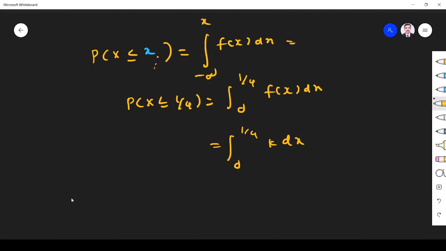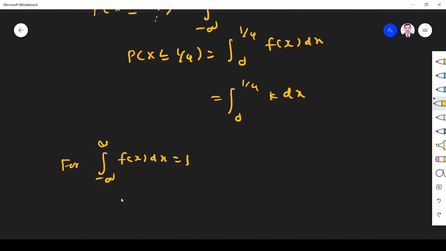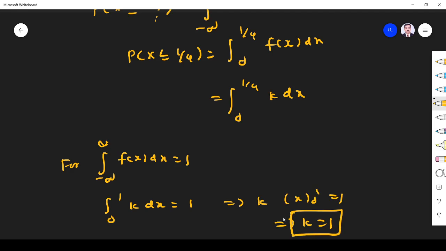We know that for a continuous random variable, the integral from minus infinity to plus infinity of f of x dx is equal to 1. So f of x is defined from 0 to 1. They have given k dx equal to 1. You take k outside, so it is k times x from 0 to 1, which is equal to 1. This means k is equal to 1.